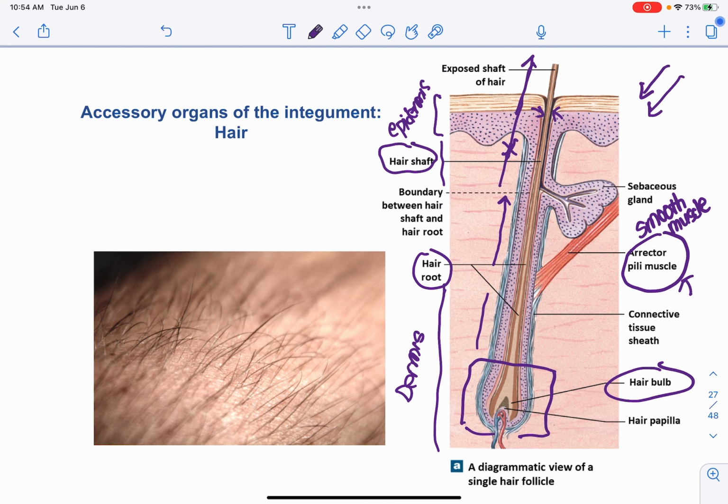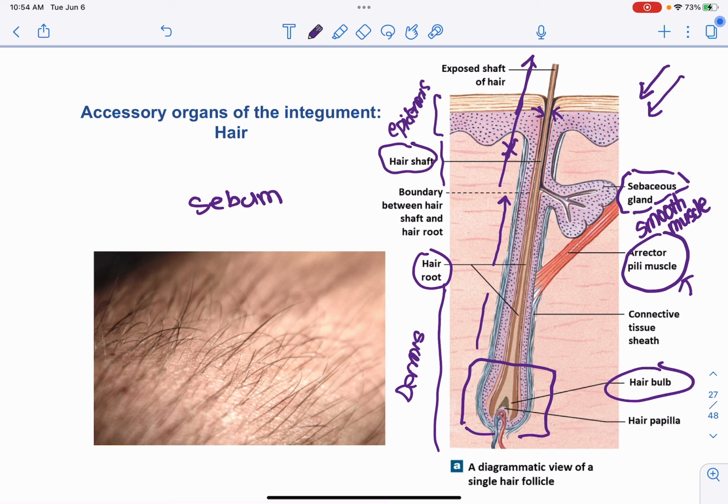There's also glands that are associated with hair called sebaceous glands. I'll show you what they look like when we look at histology as well. These are going to produce a substance called sebum. It's an oily substance that lubricates and moisturizes the hair. On a side note, it is also what can tend to cause acne as well.